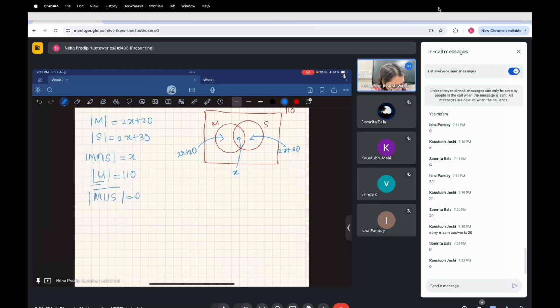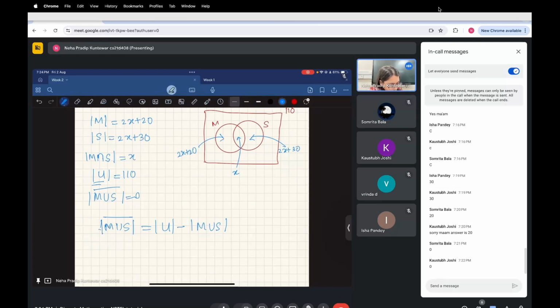So maybe I'll write this over again. You have the cardinality of M union S whole complement is the same as size of U minus size of M union S. This follows from the definition of complements, and further, this is basically everything outside M union S. So this is the same as size of U minus size of M union S.